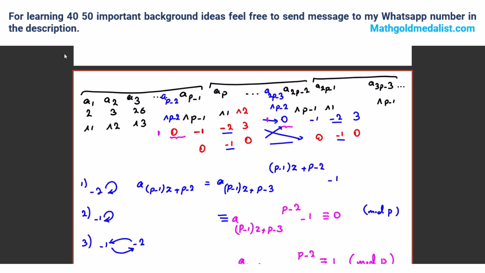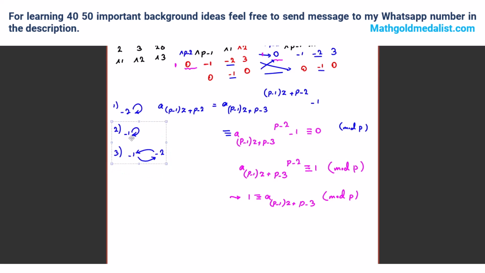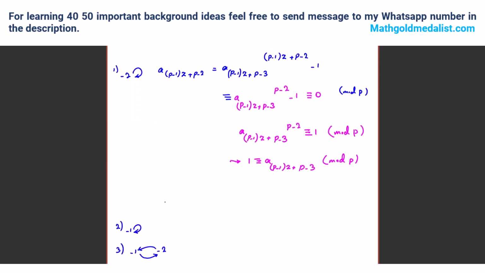Now we can use LTE, lifting the exponent. How? We can say, okay, a to the p minus 1. We want to find what? VP of this. Okay, VP of a to the (p minus 1) z plus p minus 2 is equal to what? Is VP of a^{(p minus 1) z plus p minus 3} to the power of (p minus 1) z plus p minus 2, by definition assumption of the problem, minus 1.